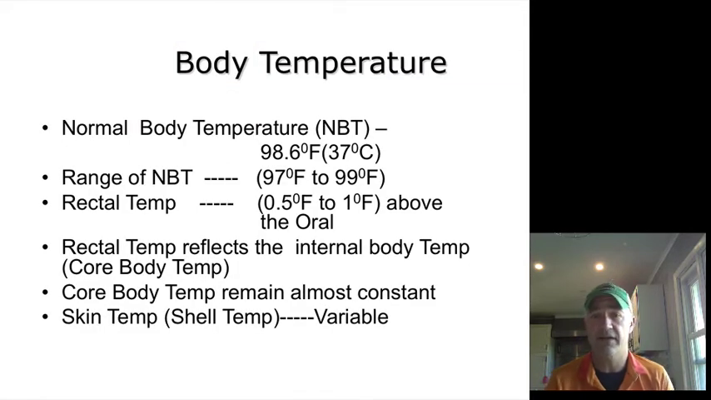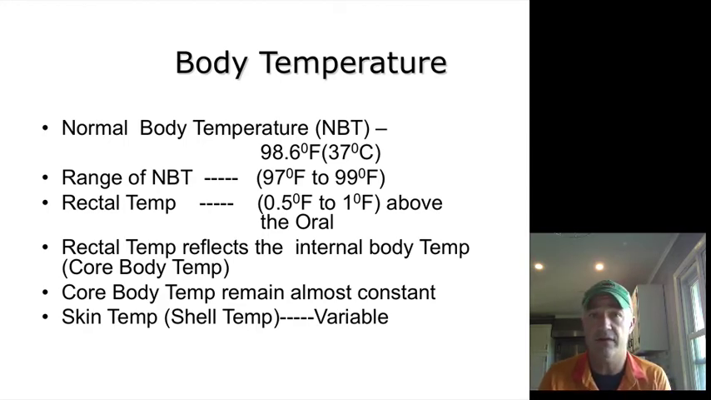So normal body temp, like I said, is around 37 degrees Celsius, anywhere from 97 to 99 degrees. A little bit higher if you're actually looking at the core body temp. Usually when you're taking it by the mouth, that's going to be a bit lower. Rectal temp is the one that's usually used, and that is the most accurate measure of core body temp.